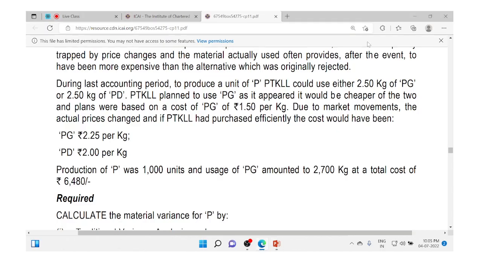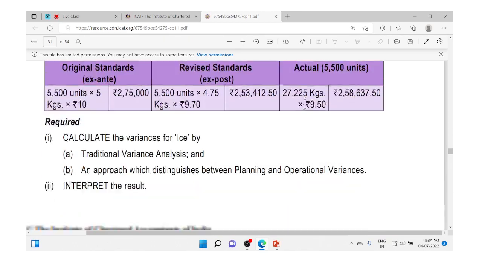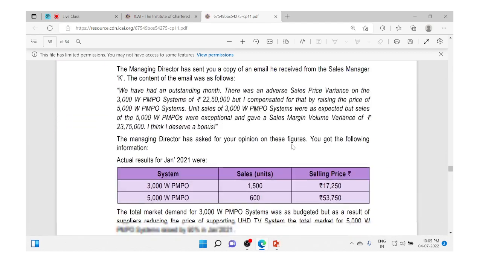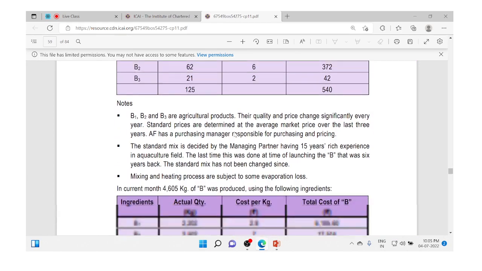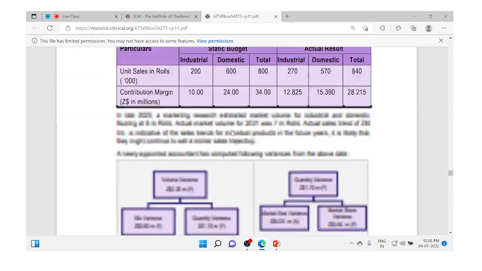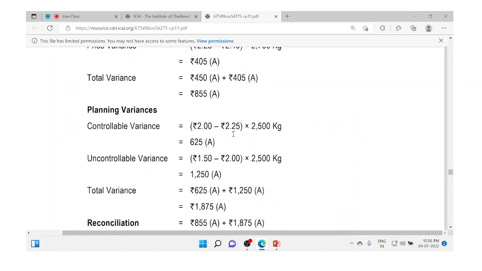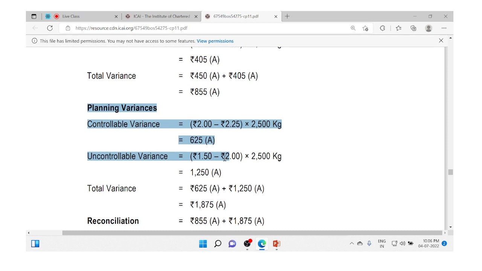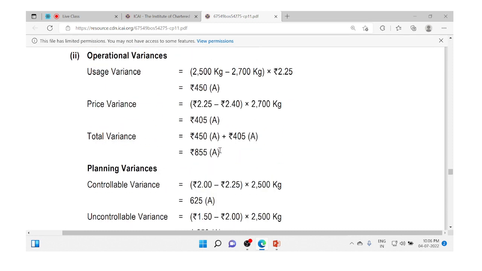Friends, are you getting the answer? I'll just show you the solution. Just cross check with this. Did you get 625? Yes. Perfect. Second one is 855. That is under operational. Very good.